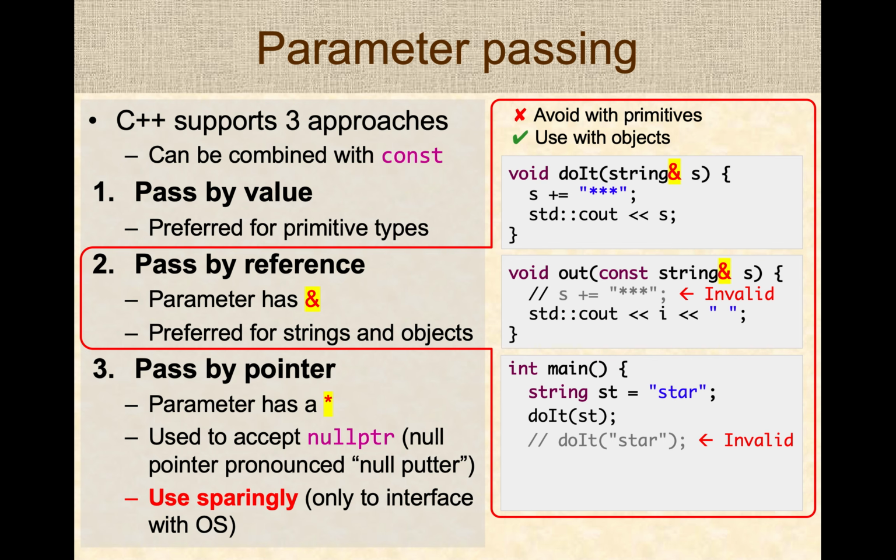Keep in mind, since you're modifying the variable s in the doIt method, you will not be able to pass constant strings, because the star here is a constant string and you cannot pass it, because the method doIt is going to be modifying the string. However, notice that the out method takes a constant string as a reference, and the compiler knows that the out method will not modify the constant string, so you'll be able to pass a constant string to the out method. This is one advantage of using the constant reference: you can pass constant strings as well as variables, of course, to that method.